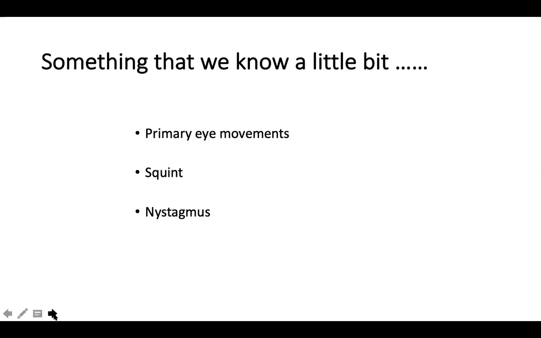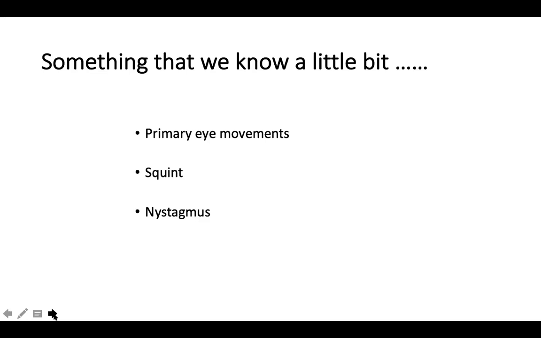And we also know that some children can have unusual eye deviations known as squint or strabismus. It could be an in deviation known as esotropia, or it could be an out deviation known as exotropia. And some children can have fast eye movements, to and fro jerky eye movements. We had seen that in the last session as well, known as nystagmus.